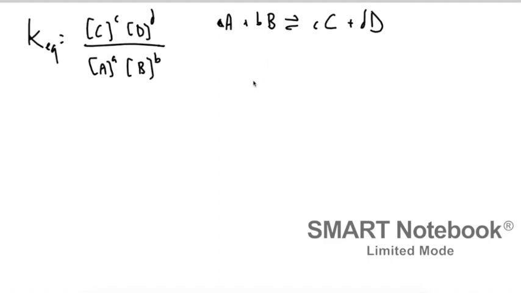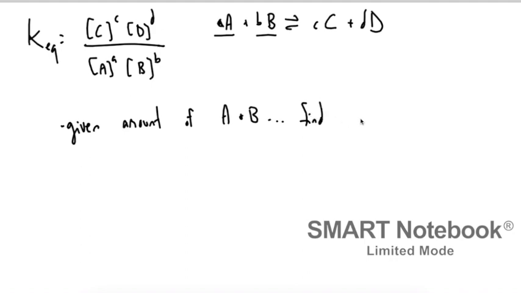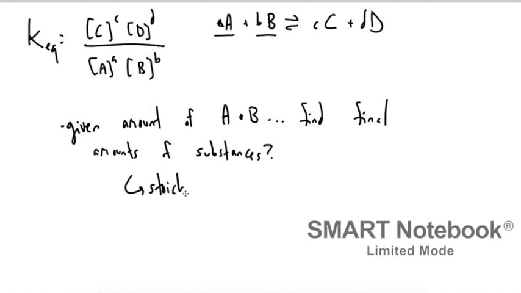So what if you were given an initial amount of A and B, and you were asked to find the final amounts of chemical substances? Now this looks a lot like a question that I could have asked you at the very beginning of this whole course. In the past, we just used simple stoichiometry to do this.